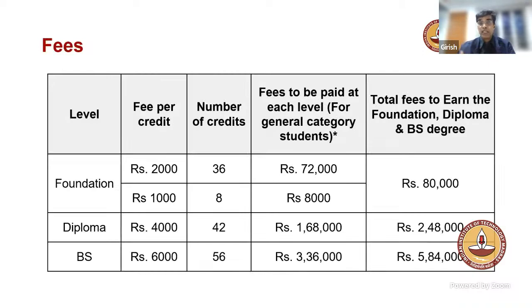The fees are anyway provided on the website also. For the foundation level, the total fees is 80,000. For the diploma, which includes foundation, the total fees is 248,000. And for the BS degree level, the total fees is 584,000. We also have a 50% fee waiver and a 75% fee waiver based on the category and the family income. You can check that on the website. It is clearly provided. If you have any queries, we are happy to answer.